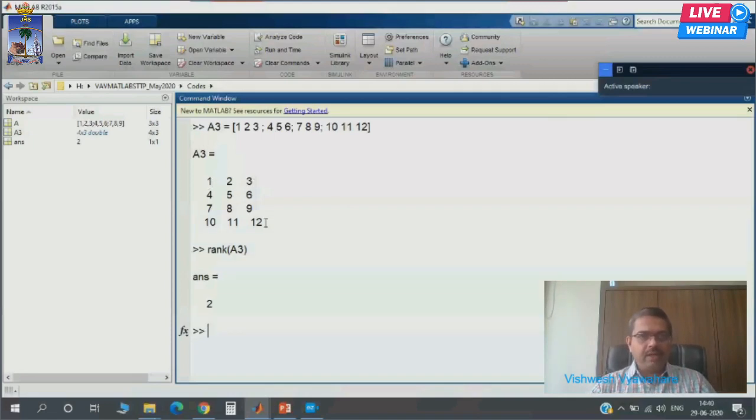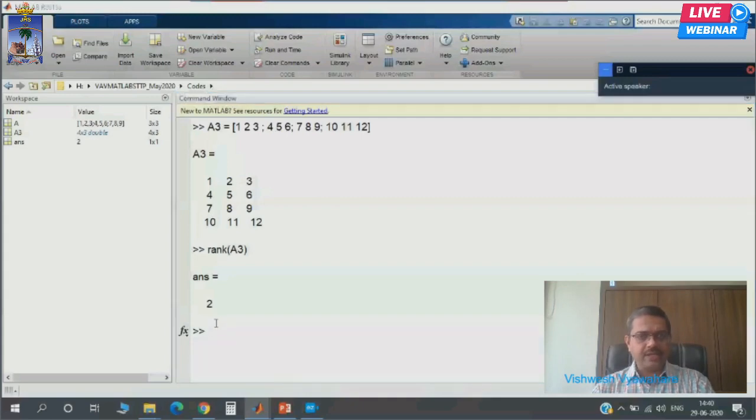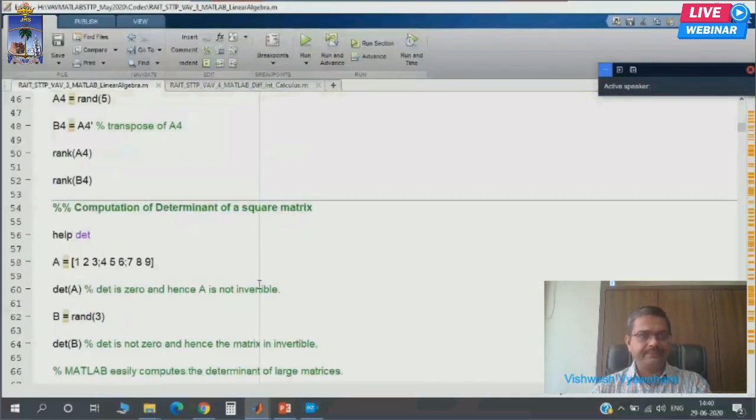For example, if you take any 3 cross 3 matrix here, that has a rank less than 3, only 2 cross 2 matrices are full rank. You take any 2 cross 2 matrix, let's say this 7, 8, 10, 11. You see it's a full rank matrix and its rank is 2.